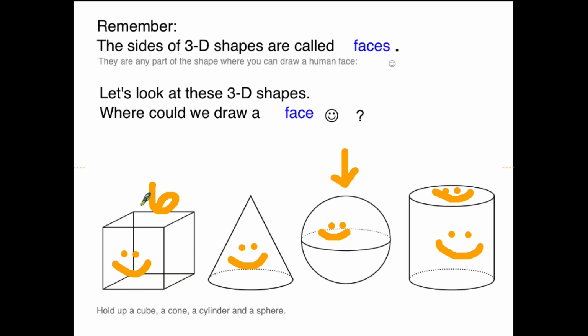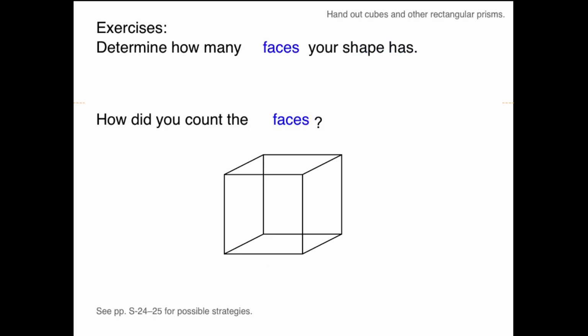So all the faces on a cube are flat. A cone has a flat face here at the bottom, and this is curved. It's a curved face. A sphere has one curved face, because you can't tell where it starts or stops. A cylinder has 2 flat faces and a curved one. So today we're talking about 2 different kinds of faces, the flat ones and the curved ones.